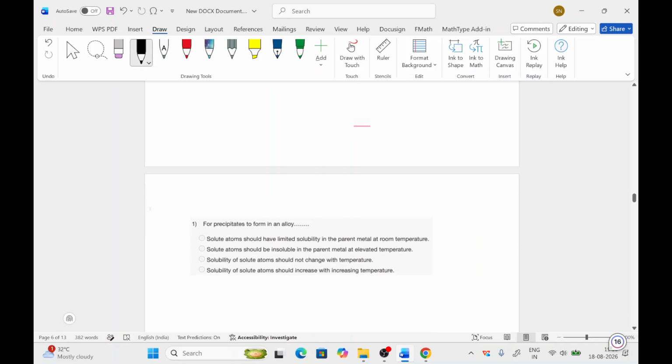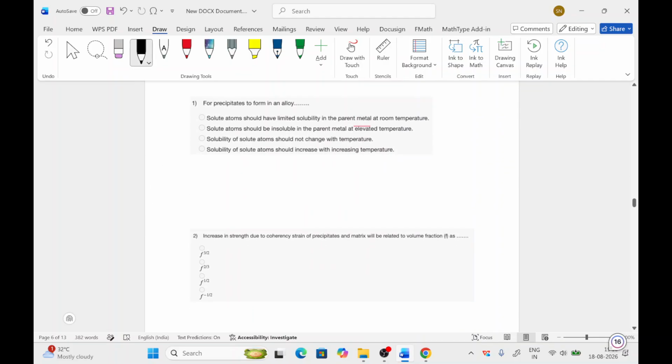So next we will go to the previous assignment questions. First question is, for precipitates to form in an alloy: the first option says solute atoms should have limited solubility in the parent metal at room temperature. Yeah, so the first is correct. Next says solute atoms should be insoluble in the parent metal at elevated temperature. This is wrong. Solubility of solute atoms should not change with temperature. This is also wrong. Solubility of solute atoms should increase with increasing temperature. Yeah, this is correct. So both A and D are correct.